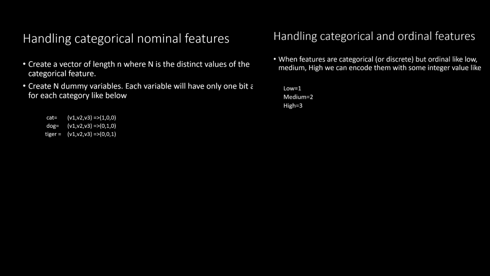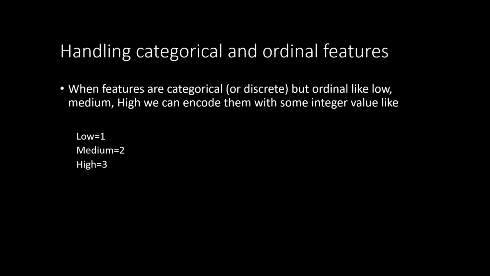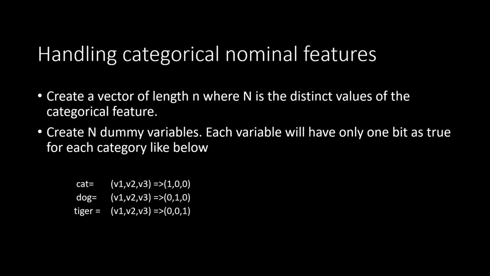When features are categorical but ordinal like low, medium, high, we can encode them with some integer value, like low equals 1, medium equals 2, high equals 3. To work with categorical nominal features, we encode them in numerical values in such a way that the distance between them remains equal, as they are nominal in nature and there is no order within them.